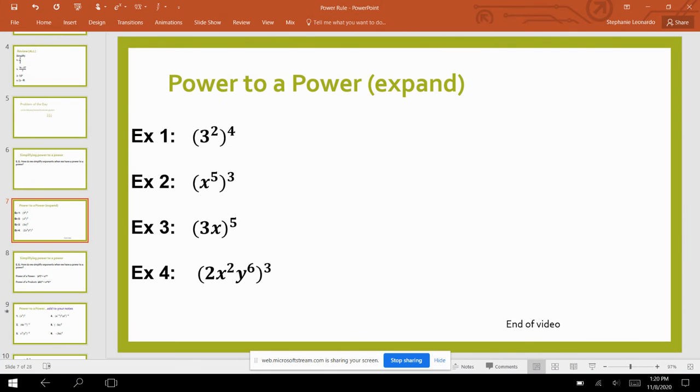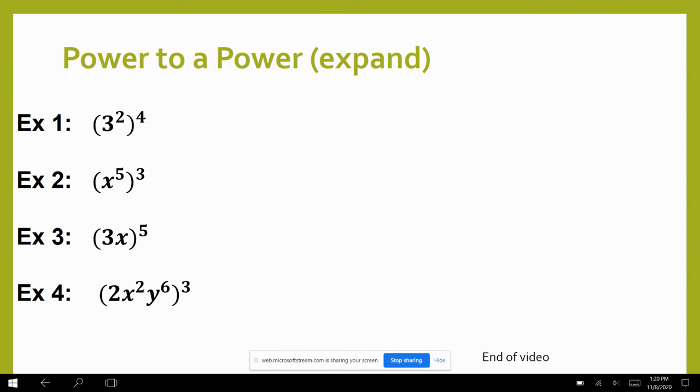In this video, we are going to talk about the power to a power rule. So how we expand exponents when we have powers that are ultimately being raised to another power. And what I mean by that is we can see in our first example here, we have 3 squared to the fourth power. So our base piece right here, 3 squared, is already a power.